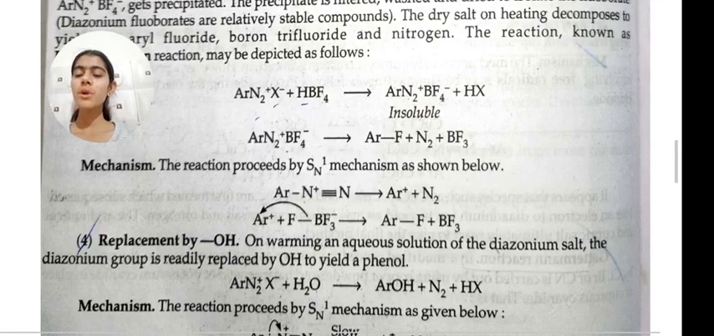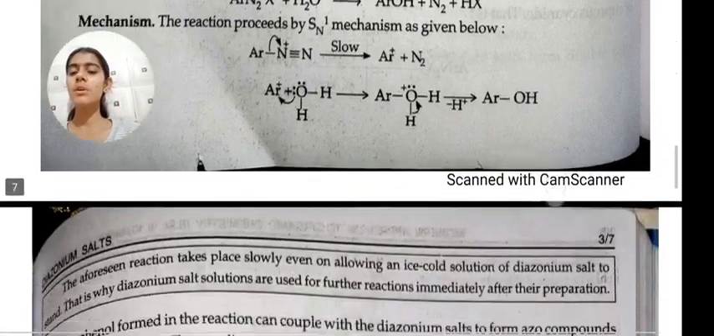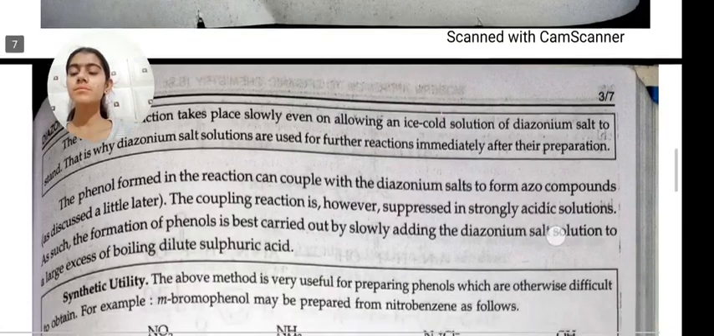Replacement by OH. On warming the aqueous solution of the diazonium salt, the diazonium group is readily replaced by OH to yield a phenol. Mechanism. The reaction proceeds by SN1 mechanism as given below. The reaction takes place slowly even on allowing an ice-cold solution of diazonium salt to stand. That is why diazonium salt solutions are used for further reactions immediately after their preparation.